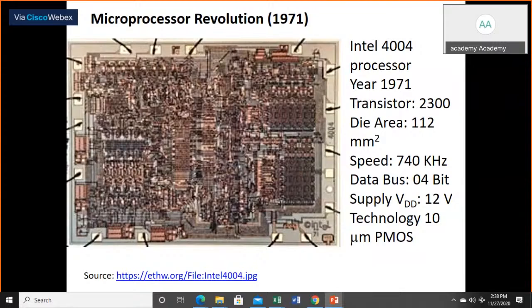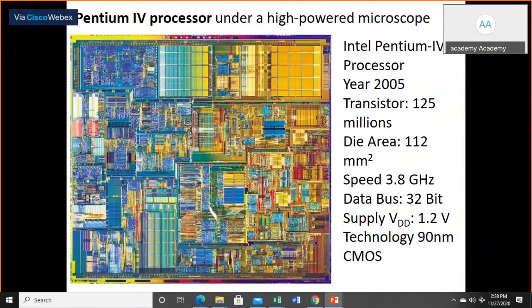Going further, now the Pentium 4 processor. It started in 2005, and how many transistors were there at that time? There were 125 million transistors in the Pentium 4 processor, and the die area was 112 square millimeters. The data bus width, very important, is 32 bit at this time. The supply voltage was only 1.2 volt, and it is based on the CMOS technology that we learn in our curriculum, the 90 nanometer CMOS technology.